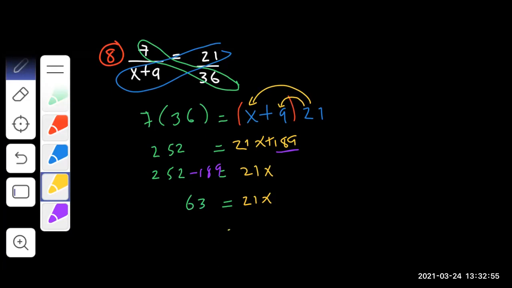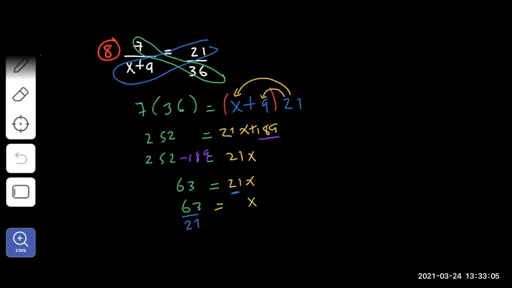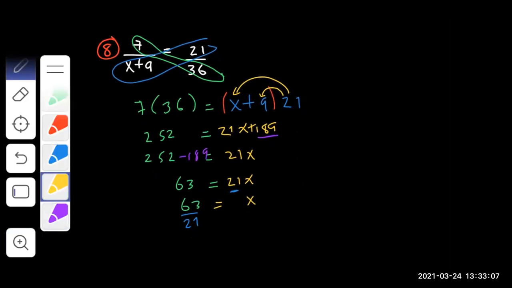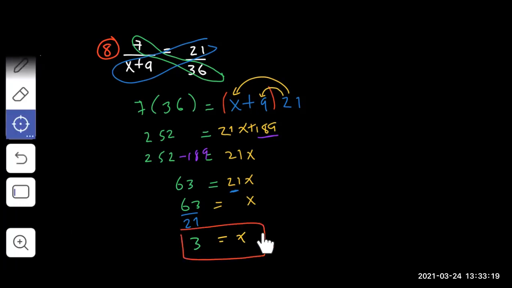Okay, my goal again is to let the x alone, guys. This 21 is multiplying on the other side, so it's going to be divided. And what is x going to be equal to? 63 divided by 21 is equal to 3. x equals 3. Thank you, and that is my solution. You can check it. You can substitute x equals 3 here, plus 9, and divide this and then divide this. It's a proportion.